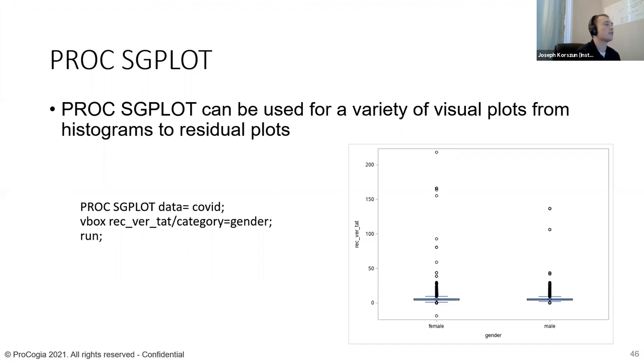So the SG plot can be used to define a variety of plots. That can be used for histograms. I'd also use it for rank. There's a proc rank essentially, and then I'm going to be using that to plot my visuals after I get those out of there.